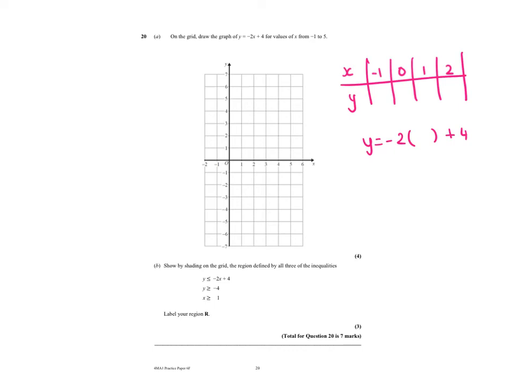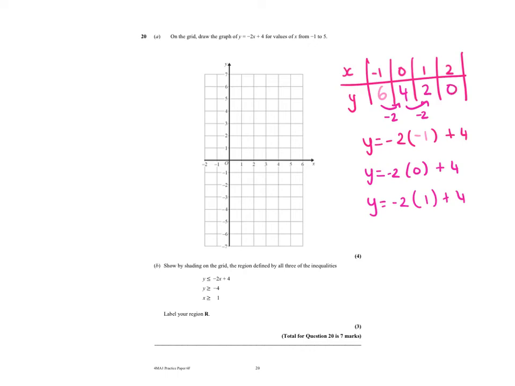So for the first value, I'm going to substitute in minus 1 here. So y equals minus 2 times minus 1, which is 2, plus 4, we're going to get 6. For my second value, when I have 0, y equals minus 2 lots of 0 plus 4, which is 4. For my next value, y equals minus 2 lots of 1 plus 4, minus 2 plus 4 is 2. And you'll see we have a pattern emerging, that each time we're actually going down in 2s.